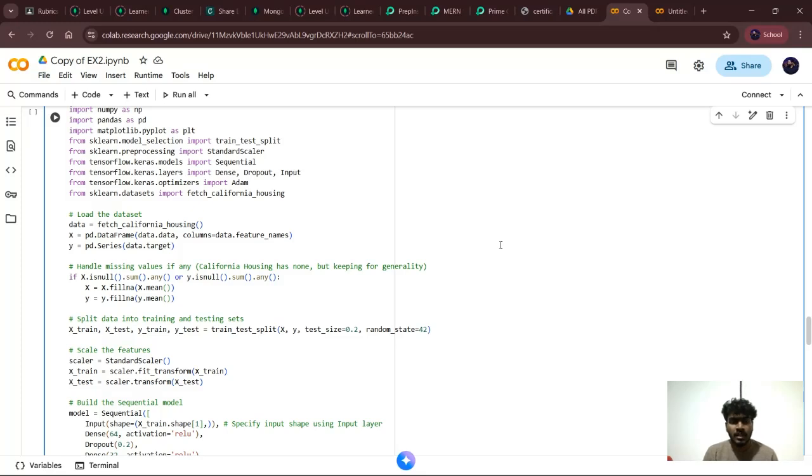Now I'm going to explain experiment number 2, which is to find the regression using a neural network for the California housing dataset, which I have used.